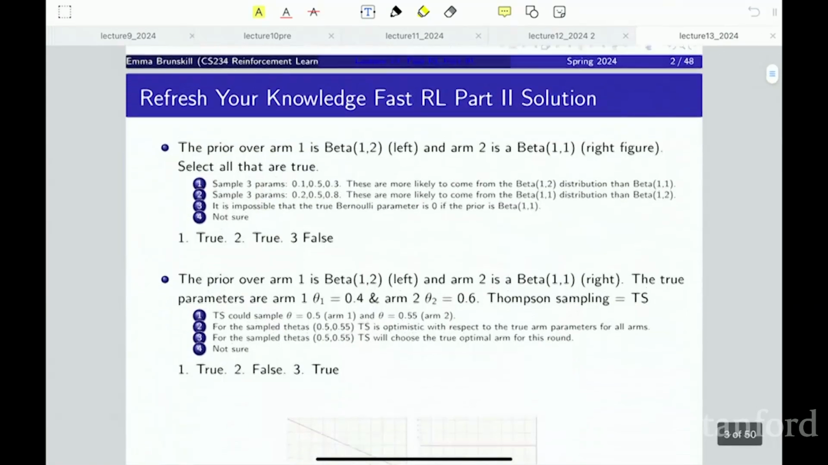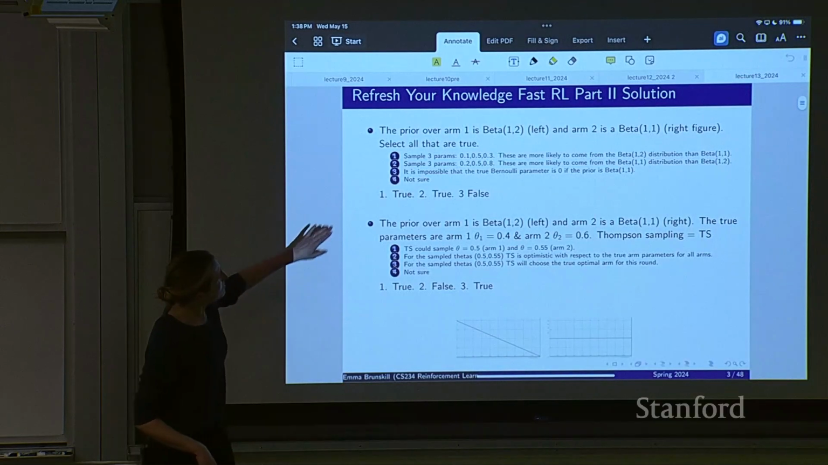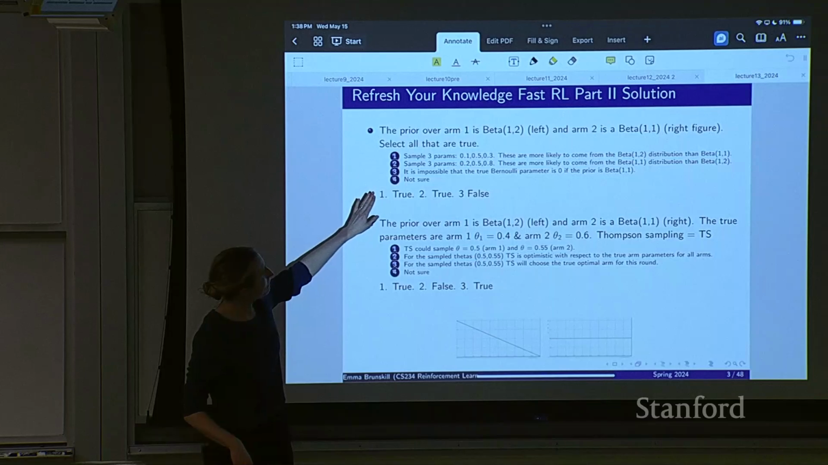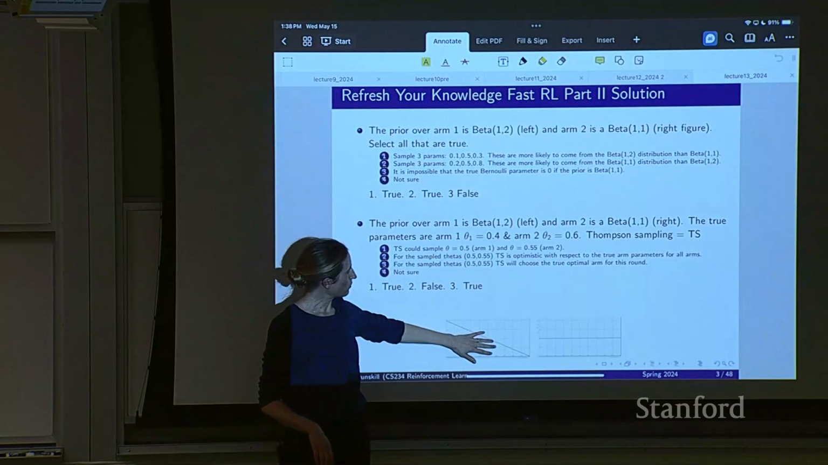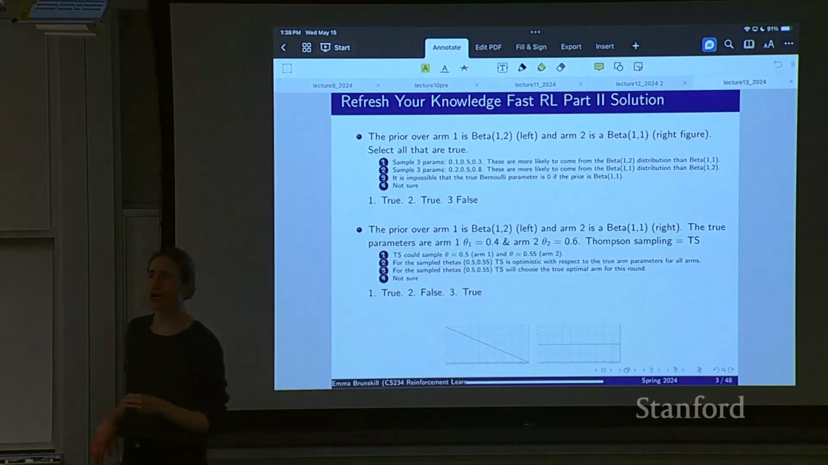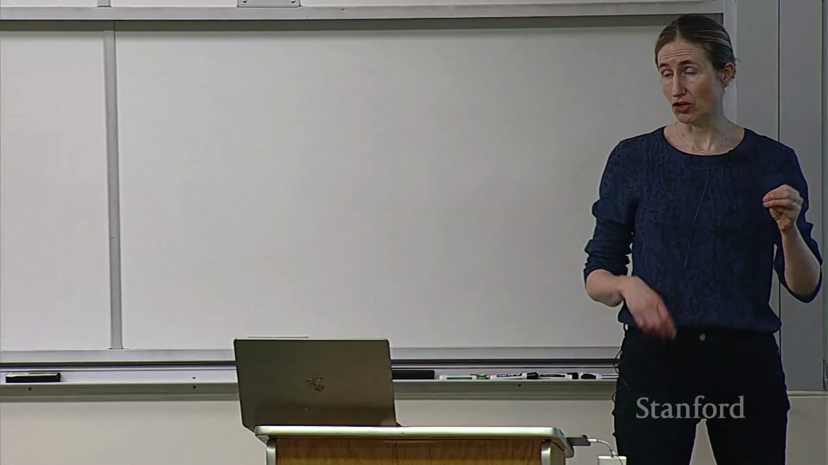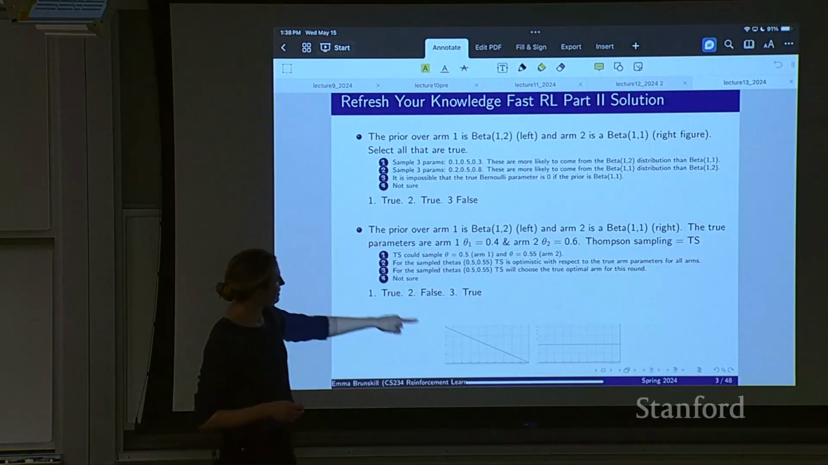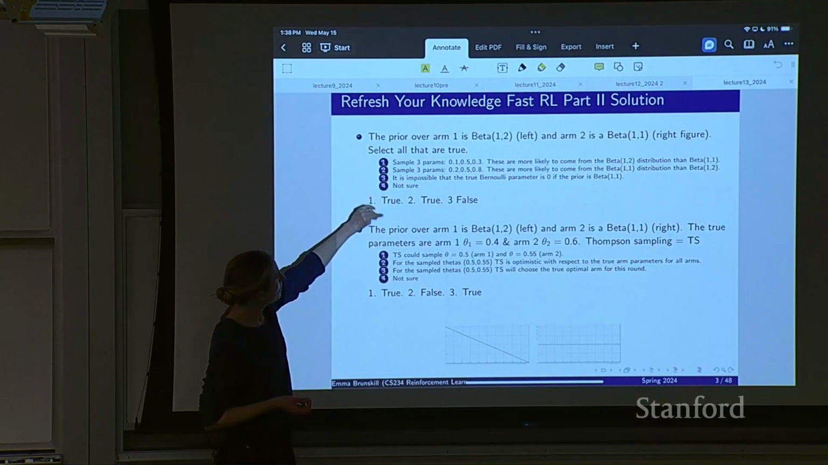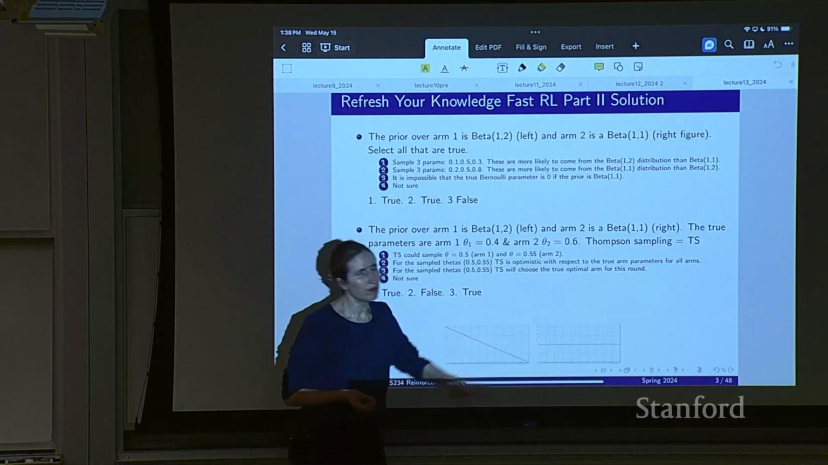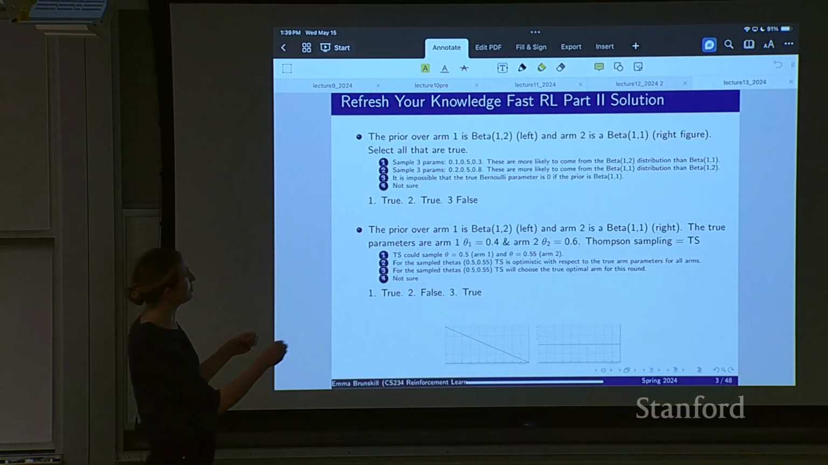Okay, we're going to come back together and go through the answers for these. All right, so the first one is true, because in this case, for beta 1, 2, where we're weighed more towards an arm that more frequently gets a 0 instead of a 1, then we're more likely to sample these three parameters. The second one is also true because if you have a flat uniform over all of the different arm parameters, you're more likely to keep distribution.